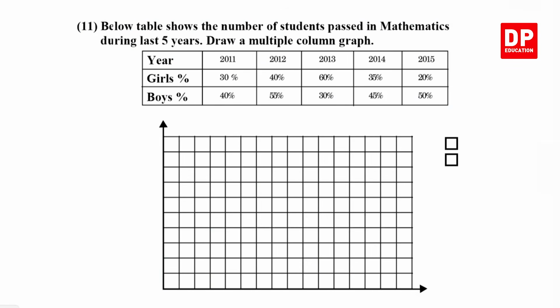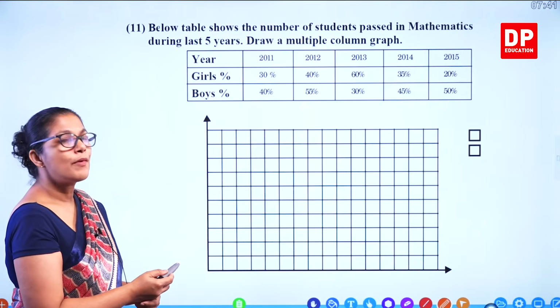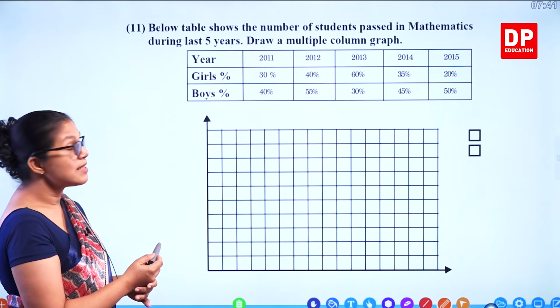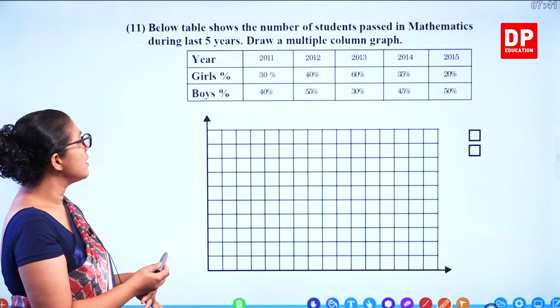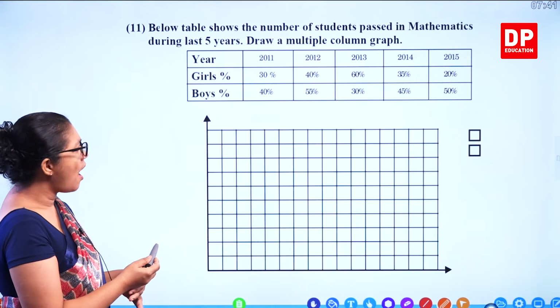Below table shows the number of students passed in mathematics during last 5 years. Draw a multiple column graph. Now we need to decide the scale. So this is about percentage marks. So the maximum is 100.